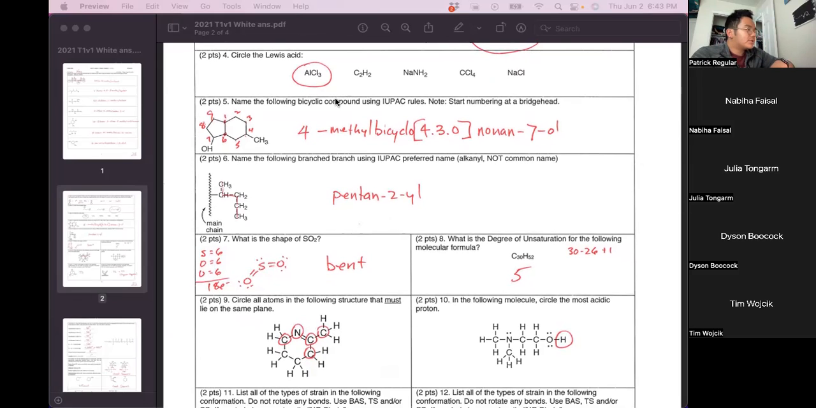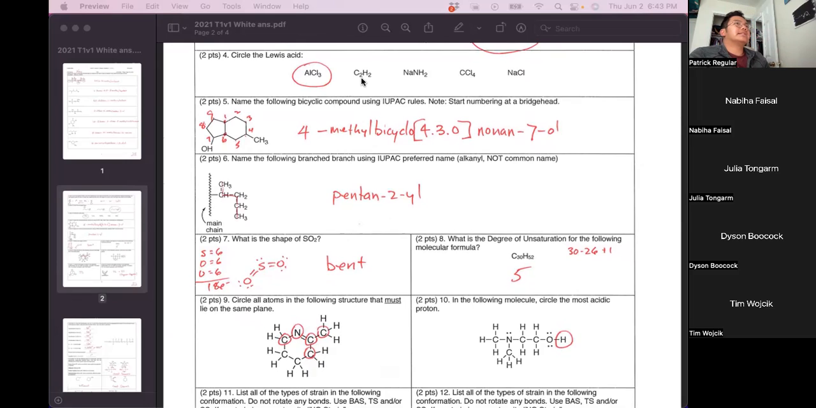And for this situation right here, again, Lewis acid, you have a central atom and an incomplete octet. And it's usually with the correlation with 3 halogens or 3 hydrogens. AlCl3 is a really common Lewis acid. The aluminum has an incomplete octet. CCl4 has a complete octet. NaCl is just an ionic compound.